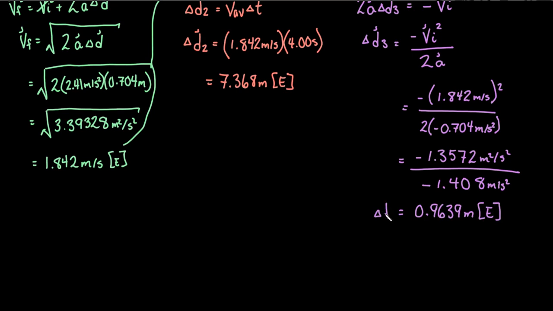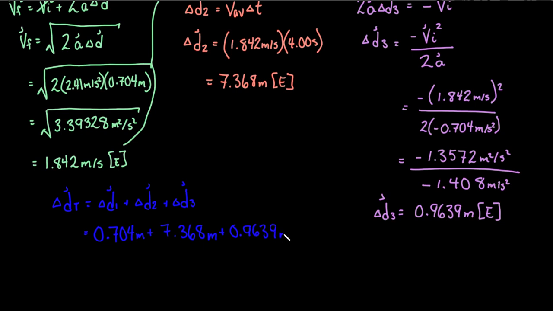So now you have all three displacements, and we can go solve for what the total displacement of our skater is by just simply adding those three displacements together. Okay. All three of them are going in the east direction, so we don't have to worry about switching any of those directions. We're simply going to add them together. So we get 0.704 meters plus 7.368 meters plus 0.9639 meters.